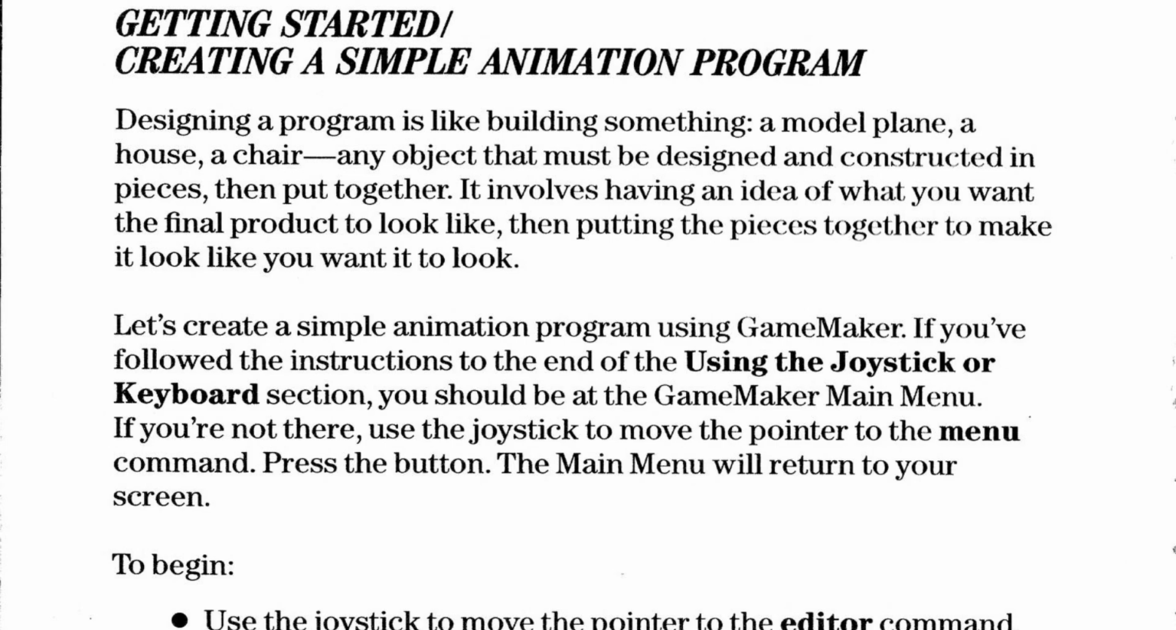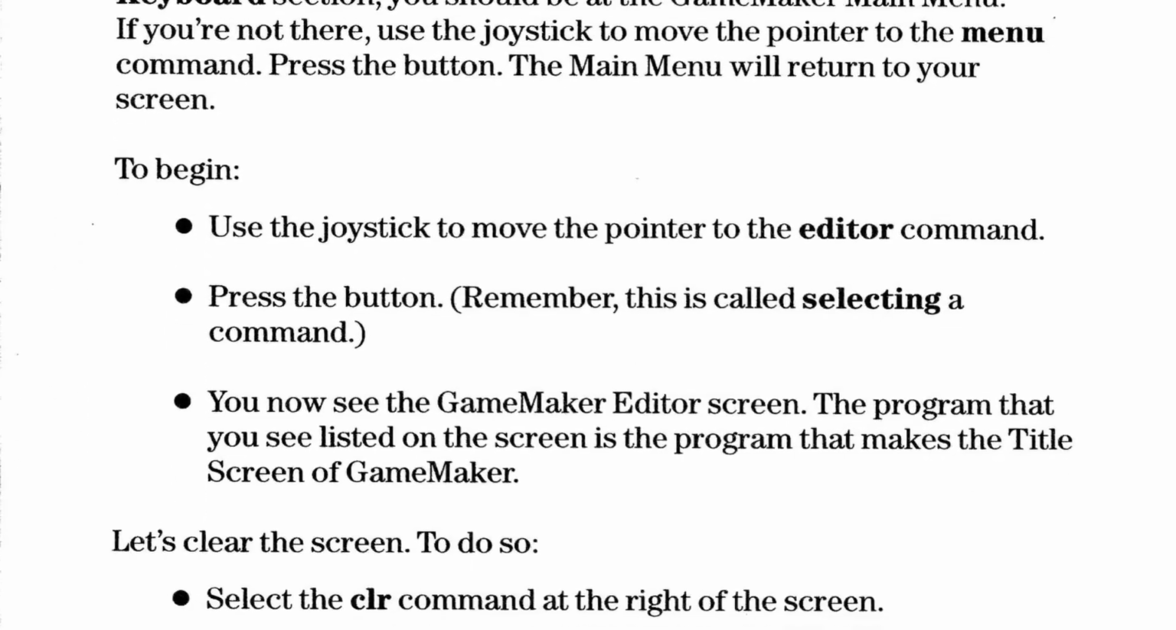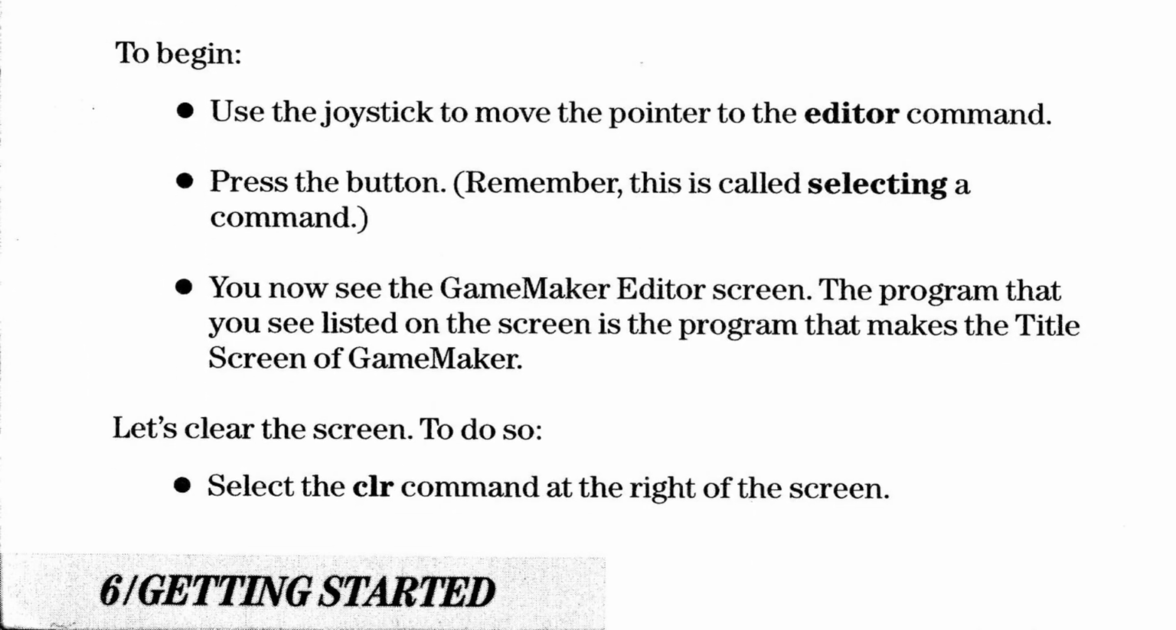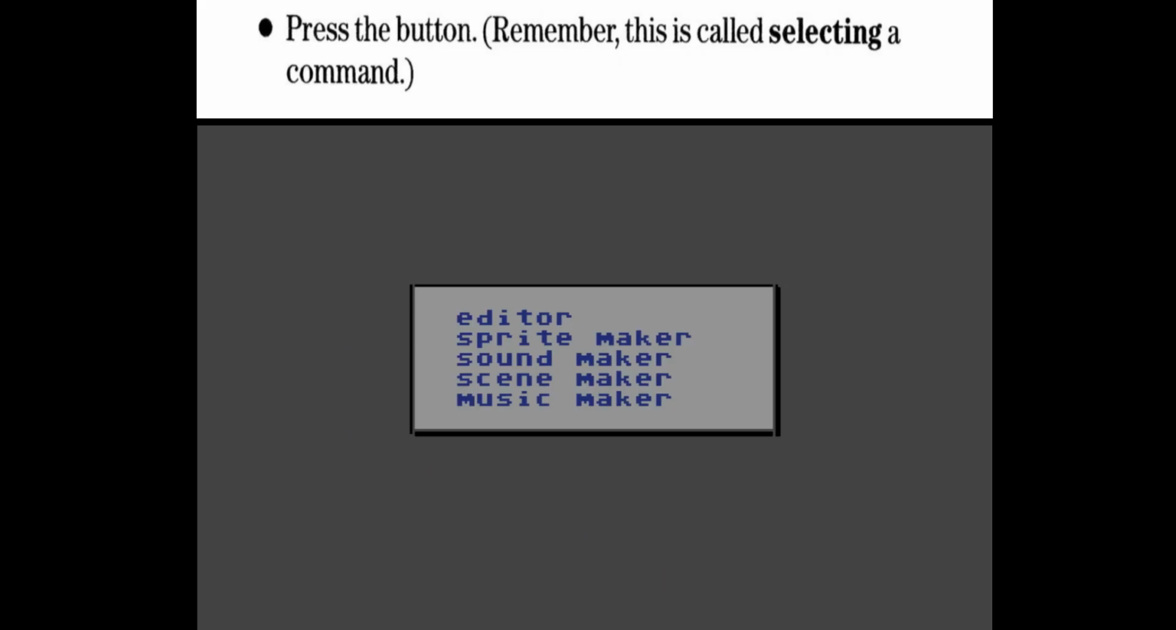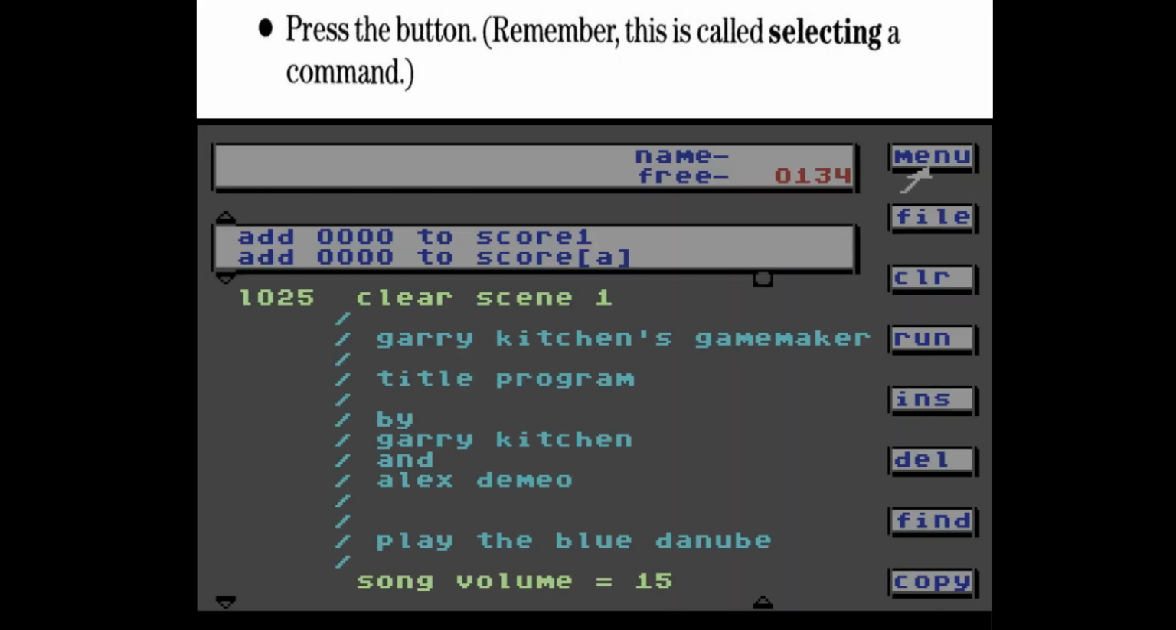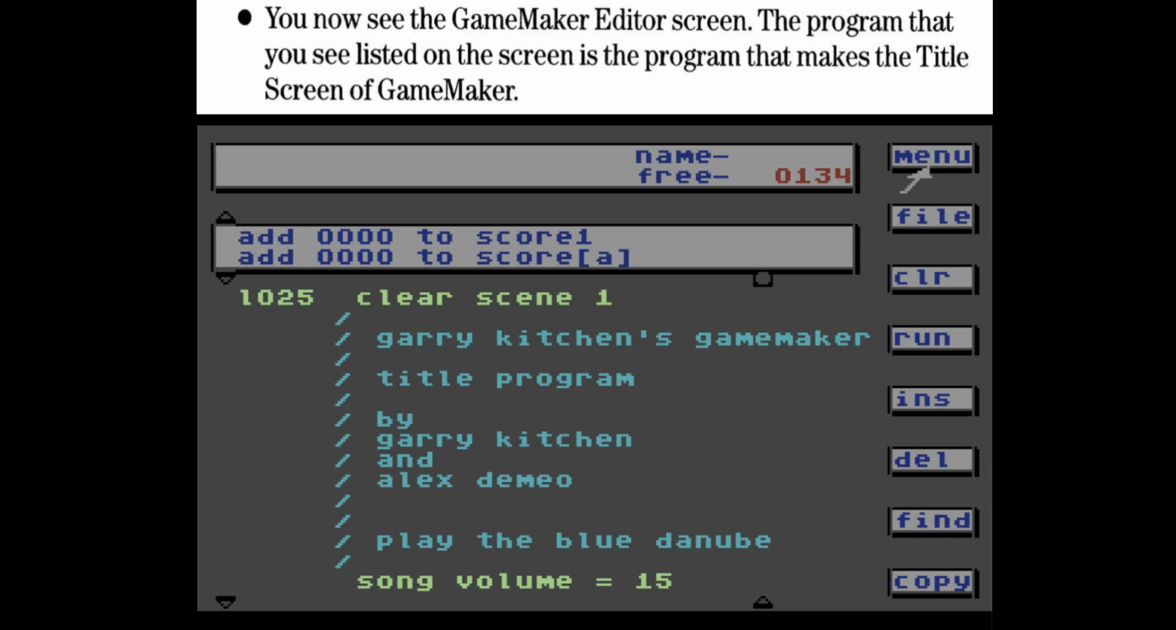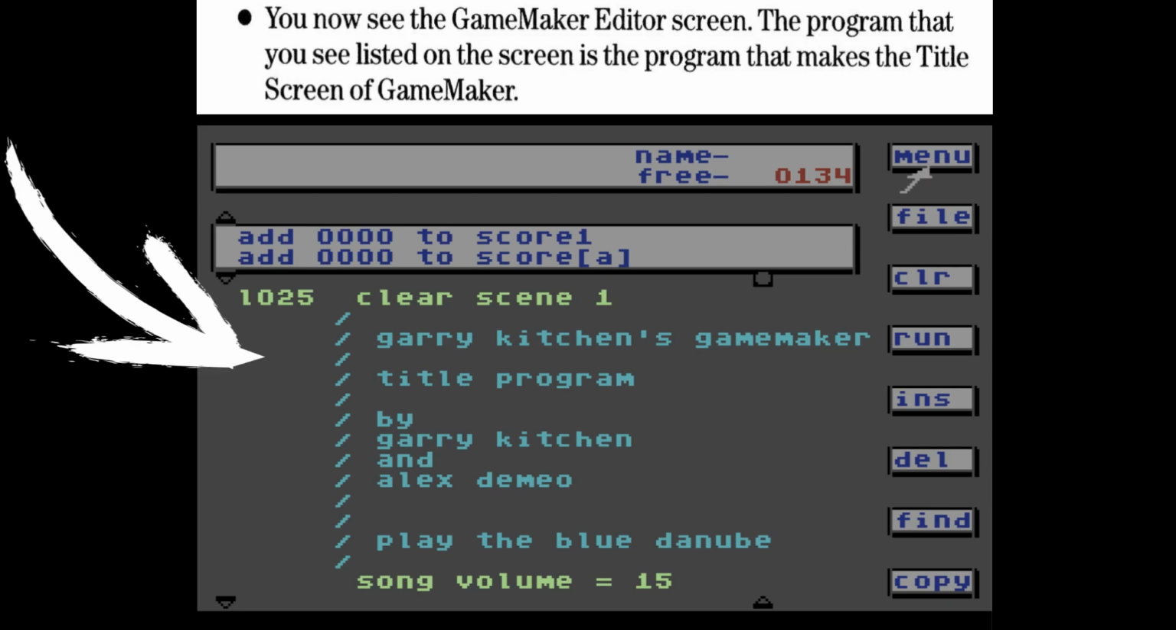If you followed the instructions to the end of the using the joystick or keyboard section, you should be at the GameMaker main menu. If you're not there, use the joystick to move the pointer to the menu command. Press the button. The main menu will return to your screen. To begin, use the joystick to move the pointer to the editor command. Press the button. Remember, this is called selecting a command. You now see the GameMaker editor screen. The program that you see listed on the screen is the program that makes the title screen of GameMaker.